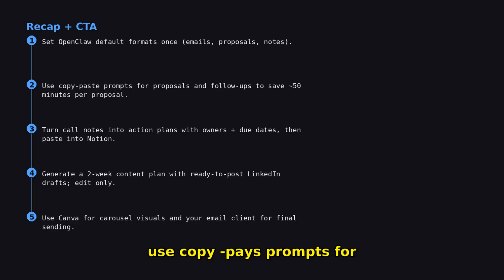2. Use copy-paste prompts for proposal writing. In our example, instead of spending 65 minutes across a proposal intro and follow-up, you can generate a strong first draft in about 15 minutes. That's roughly 50 minutes saved per proposal. 3. Convert notes into action items. Paste messy call notes, then ask for a task table with owners and due dates. If due dates are missing, tell OpenClaw to propose suggested ones. Then paste that list into Notion so it becomes trackable work, not a forgotten chat.